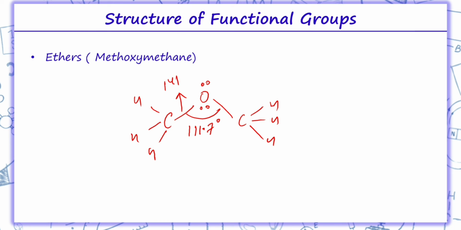In ethers, as we can see over here, the four electron pairs, that is the two bond pairs and two lone pairs of electrons on oxygen, are arranged approximately in a tetrahedral arrangement, and this bond angle is slightly greater than the tetrahedral. It is due to the repulsive interaction between these two bulky groups. The CO bond length is 141 picometer, which is almost the same as in alcohols.